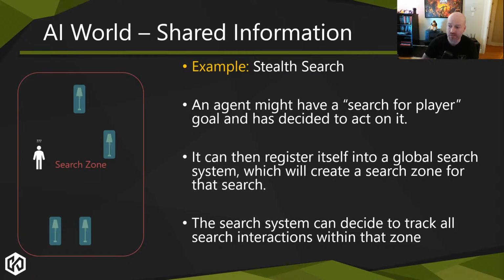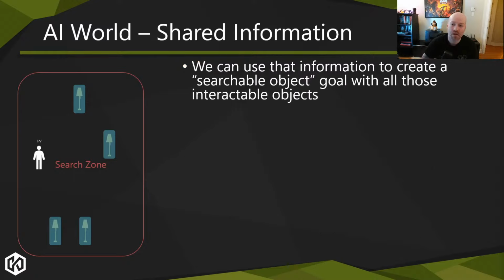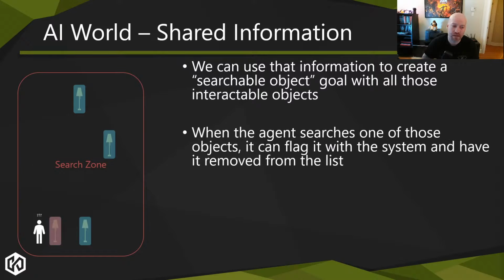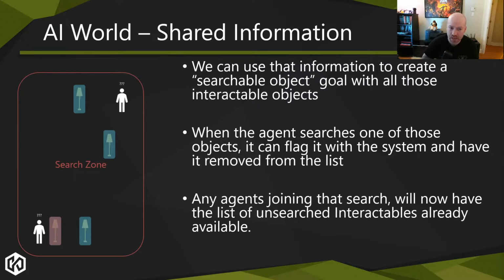For a single agent, this doesn't really make a lot of sense because you could do that in the behavior. It doesn't really matter. But what can also happen is that as the agent goes in and searches an object, it can flag it as, hey, I've seen this already. And then what might happen is a second agent might join that search through propagation or whatever. And at this point, they are registering within the same search. And they're saying, okay, you've already searched those objects. I don't need to handle them anymore.